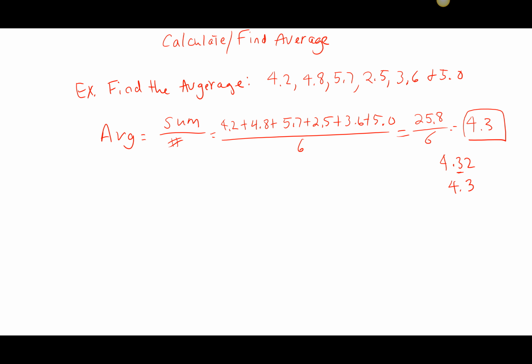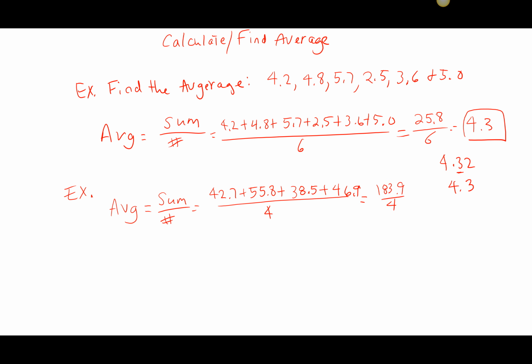Let's do one more example. So we got another one. It's going to be our average equals our sum divided by how many numbers we have. In this case, we're going to have 42.7 plus 55.8 plus 38.5 plus 46.9 divided by 4. So we add all those together, we get 183.9 divided by 4.